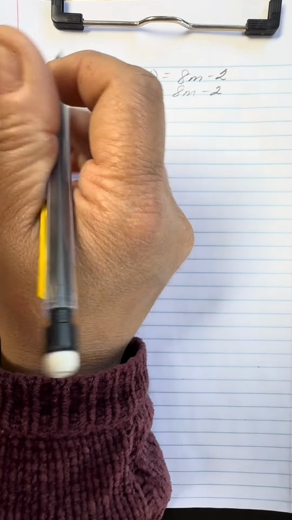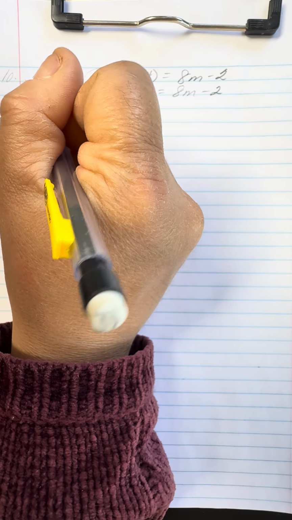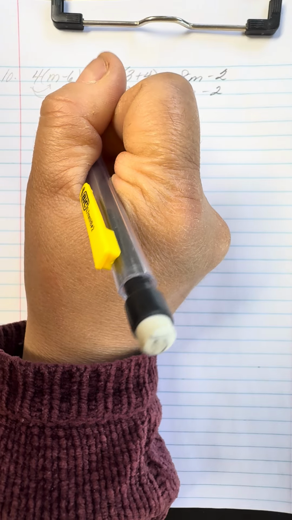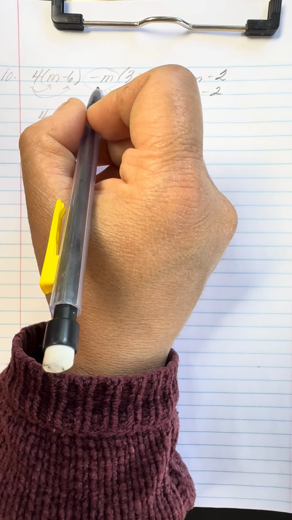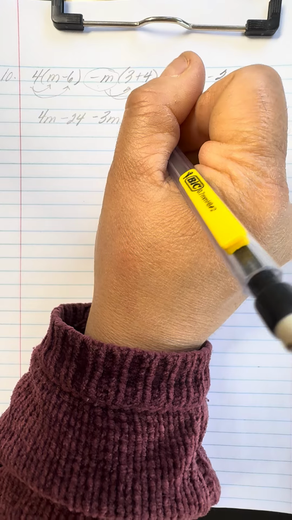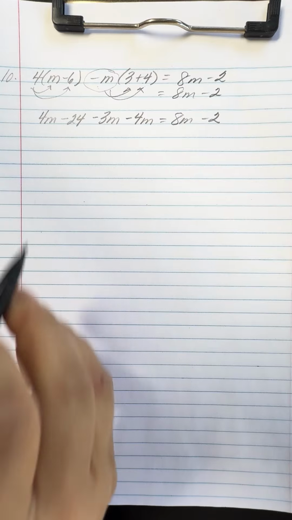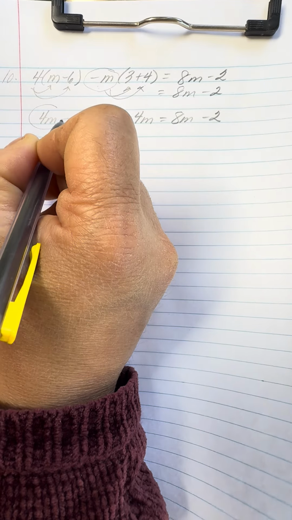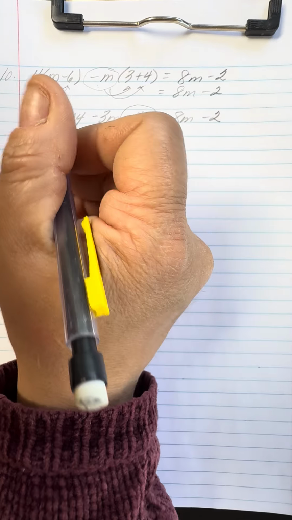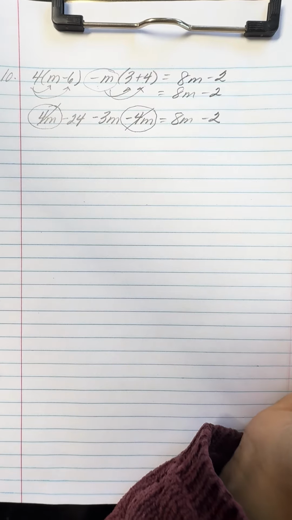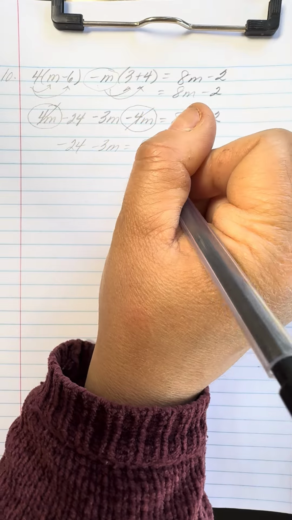Now, when I distribute these terms, I'm going to end up with 4 times m is 4m. 4 times negative 6 is negative 24. Negative m times 3 is negative 3m. Negative m times 4 is negative 4m equals 8m minus 2. Do I have any like terms I can combine? Yes, I do. I have a positive 4m, a negative 3m and a negative 4m. 4m minus 4m gets rid of those m's altogether, and I end up with negative 24 minus 3m equals 8m minus 2.